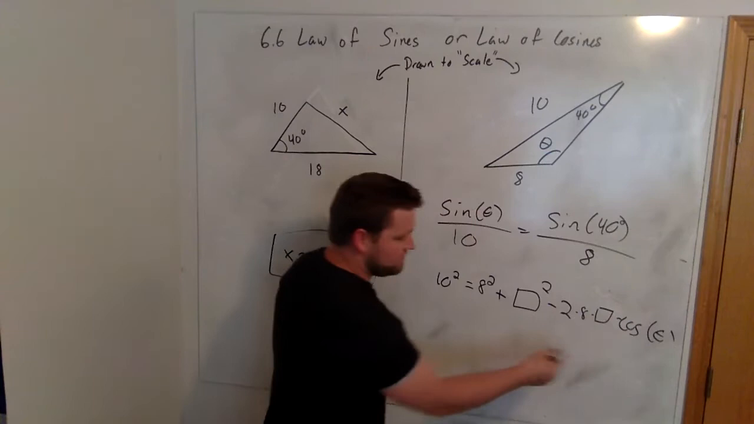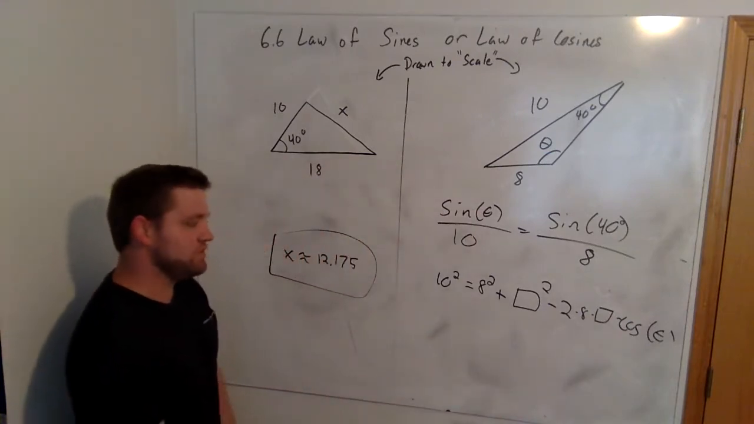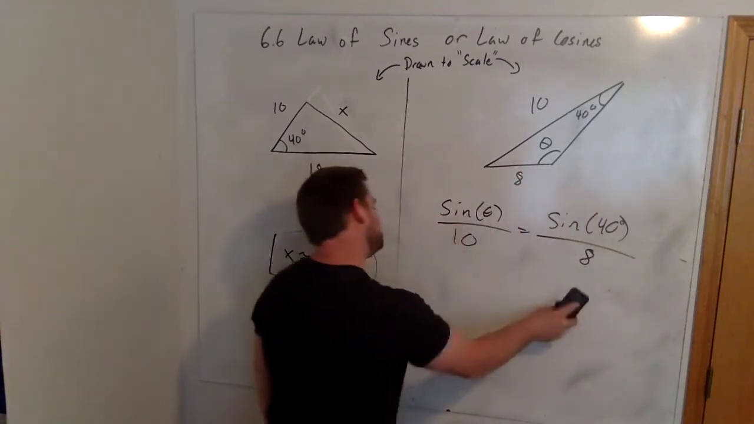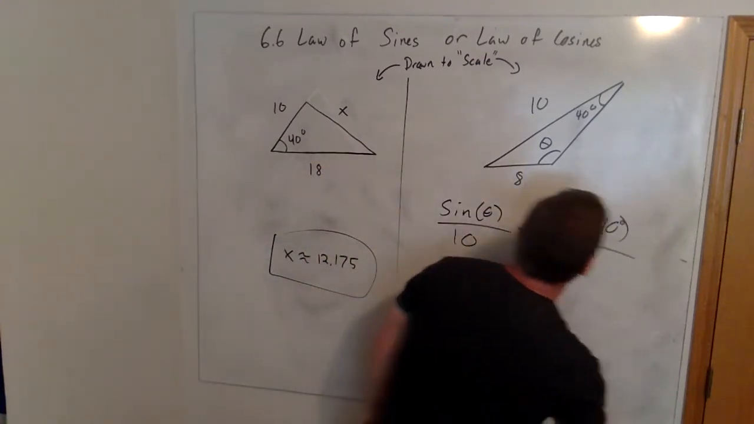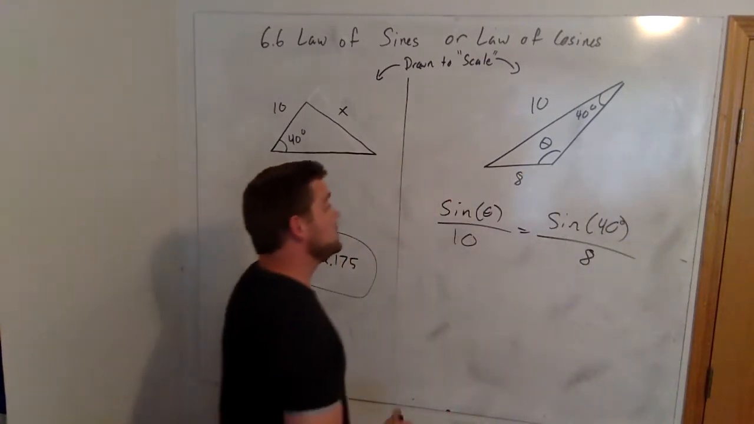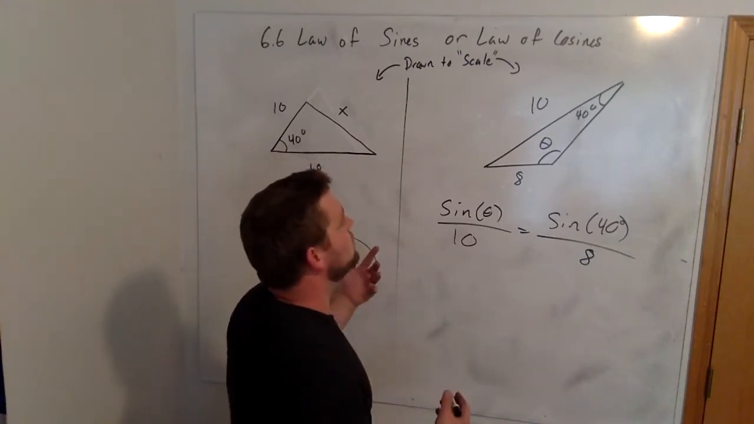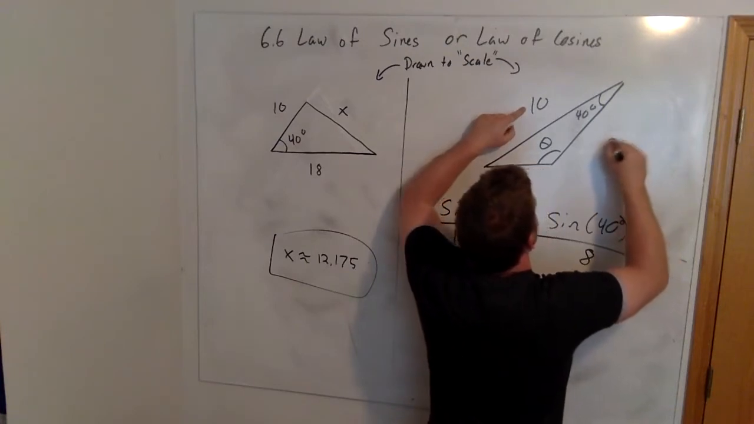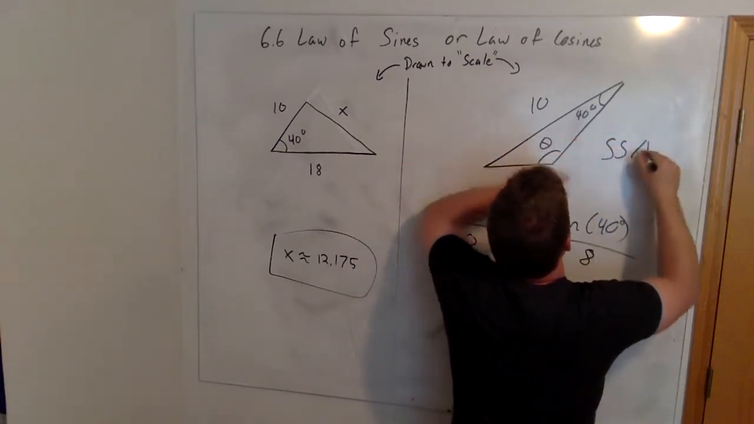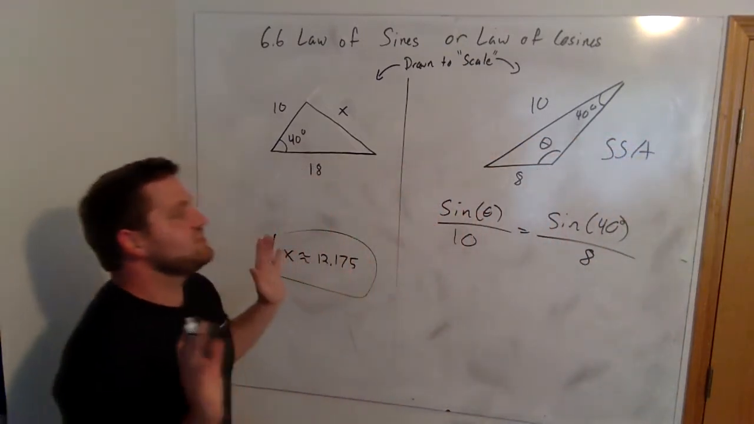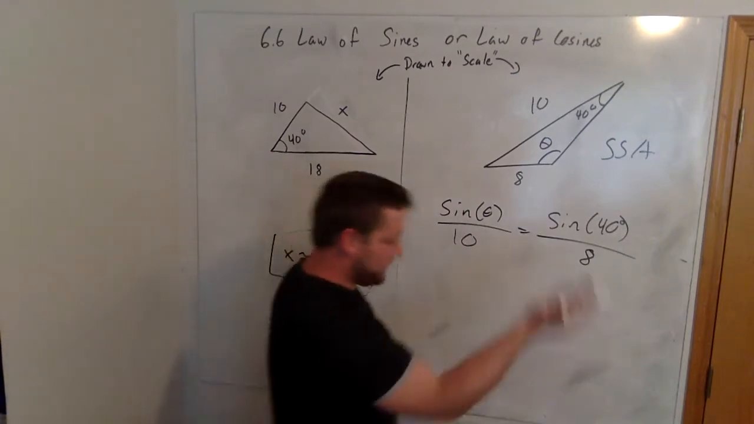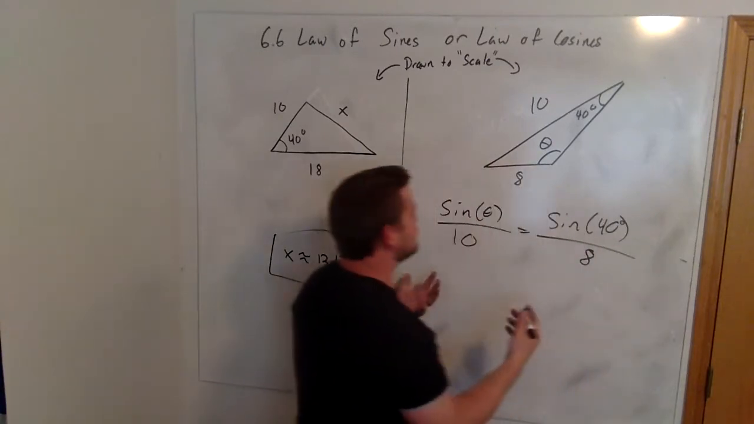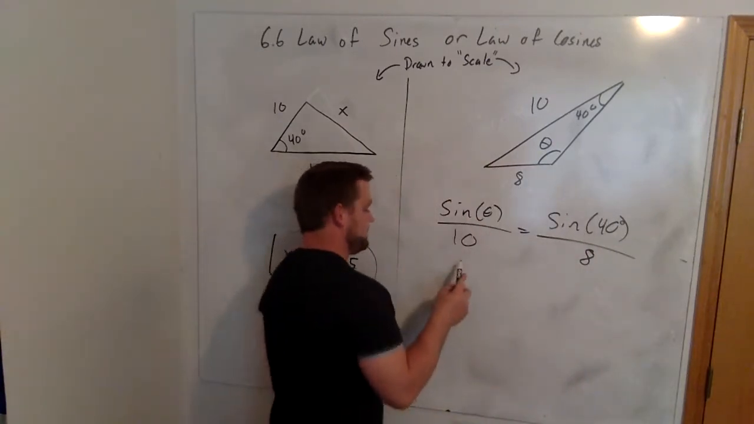There's too many unknowns here. The law of cosines is not going to help us here. We've got to use the law of sines. But now notice we're using the law of sines to find an angle, so we've got to be careful. Also notice this is an SSA triangle. You've got to be careful with these triangles. We're using a sine to solve for an angle.